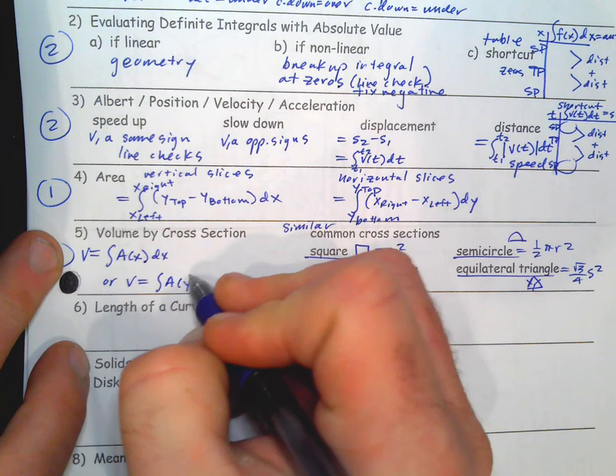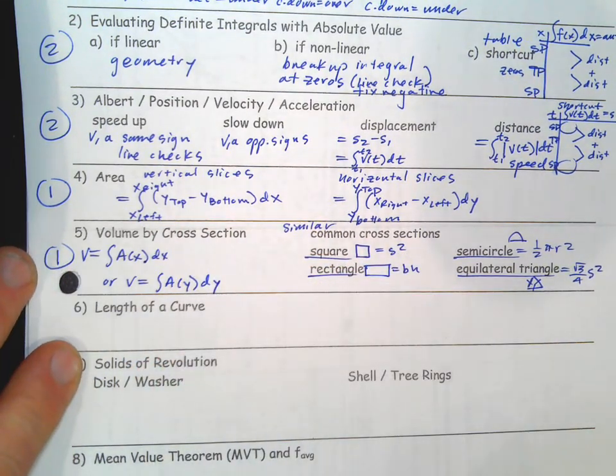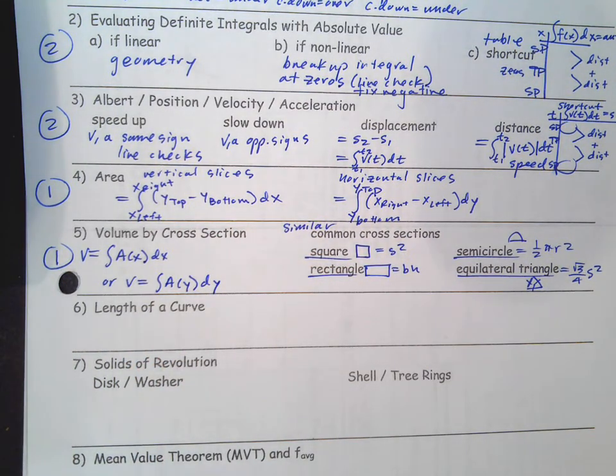This is not an option. You don't get to choose if you do x or y like you do on all the other volume and area problems. You have to do x or y. It changes the shape based off the directions of the slices, the cross sections.